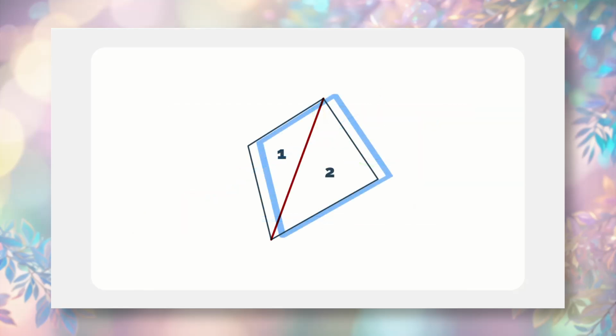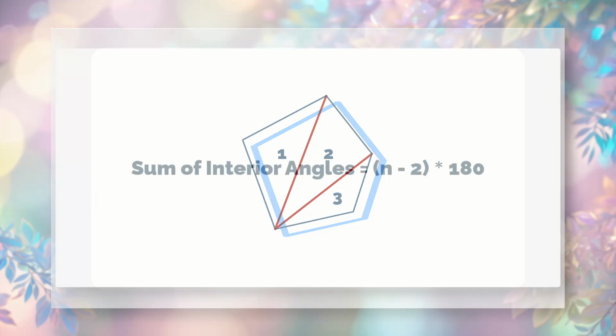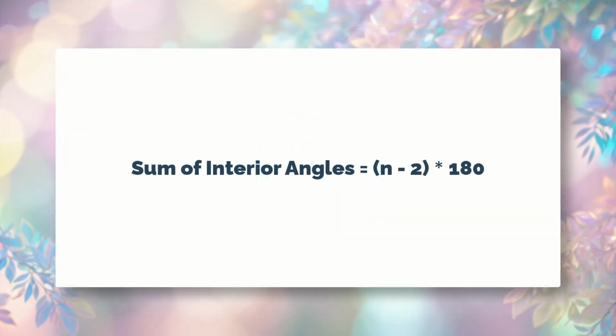For a quadrilateral, we can draw a diagonal, dividing it into 2 triangles. Since each triangle contributes 180 degrees, the total sum of angles inside a quadrilateral is 360 degrees. Extending this logic, for a polygon with n sides, the formula for the sum of interior angles is given by (n minus 2) times 180 degrees. This concise formula neatly encapsulates the relationship between the number of sides and the total angular measure of a polygon.